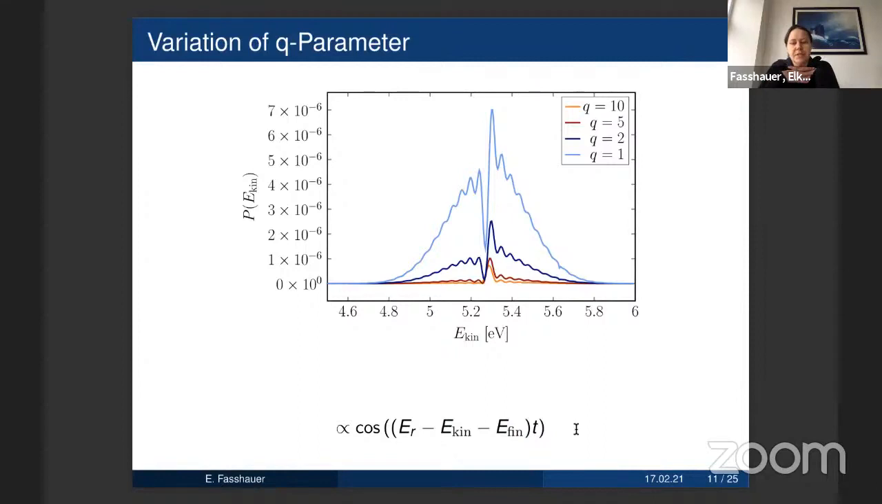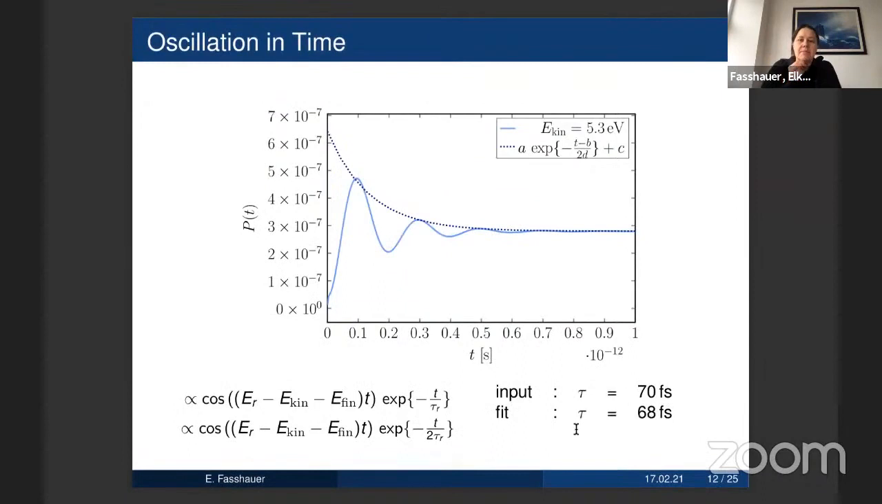But what you can see from this equation is that there is not only an oscillation in energy, but also an oscillation in time. And indeed, that's what we find. This oscillation decreases over time. And we can analytically see that we have different terms that decrease with different exponential functions. So we have both this exponential function of minus t over tau, and we have the different exponential function minus t over 2 tau.